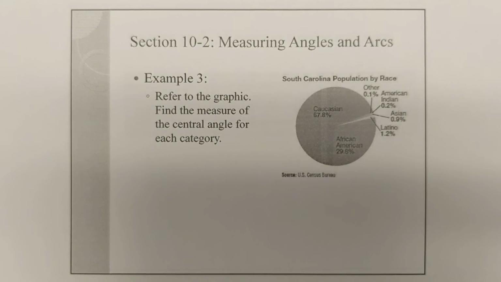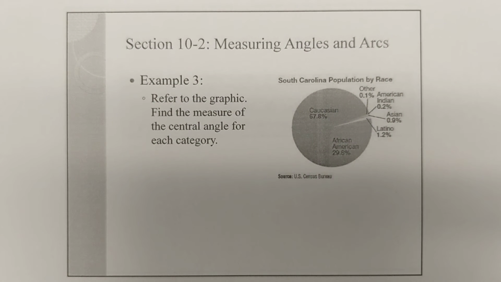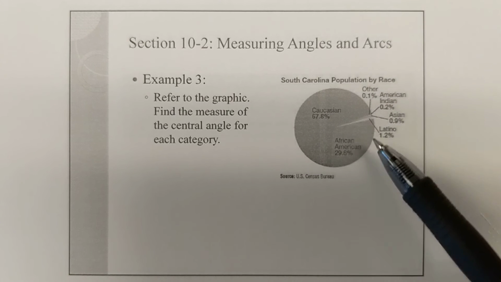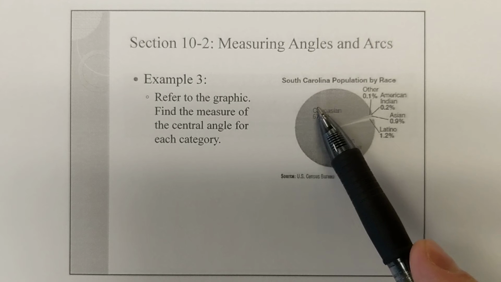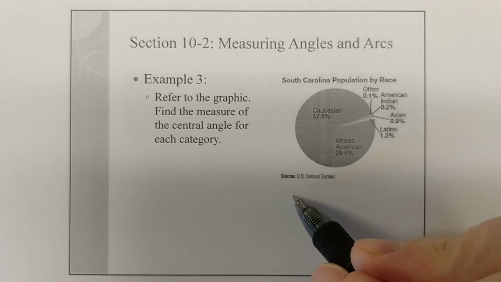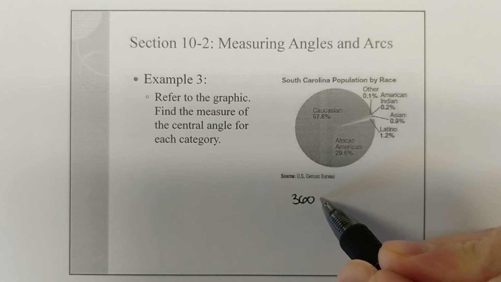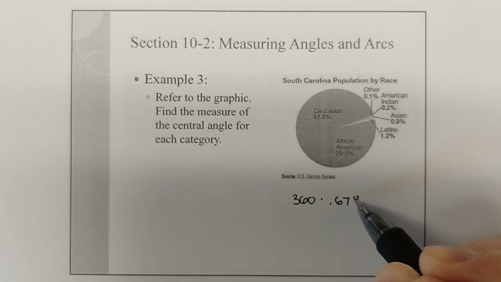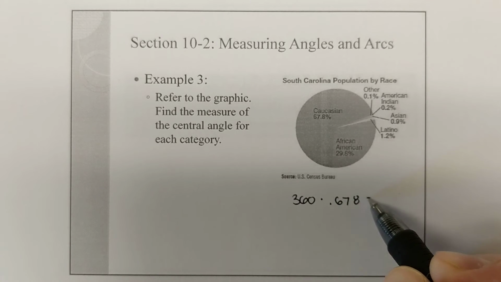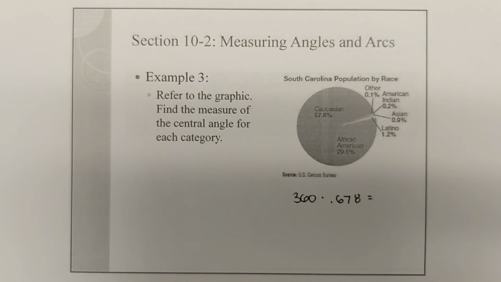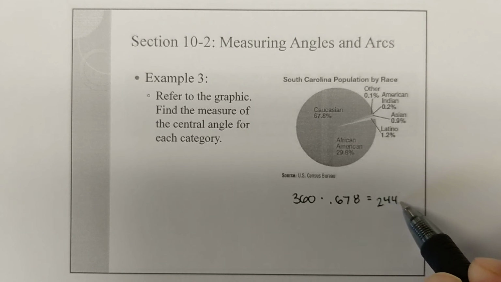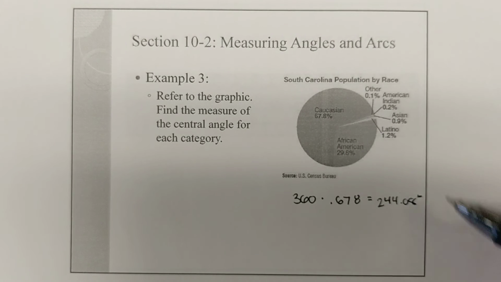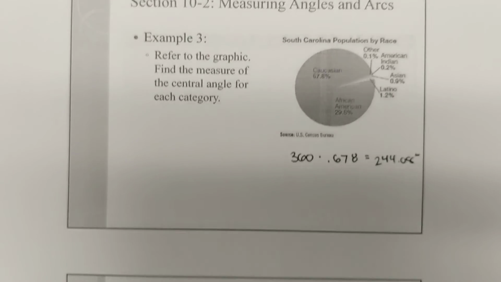So example 3, I'm not going to do any calculations on this one, just want to talk about it. It's really hard to see the different color wedges, but we want the central angle for each category. So for example, for Caucasian here, if I want to find the measure of the central angle, the circle has 360 degrees. I'm going to multiply by the 67.8%, but you have to convert it to a decimal. And you can do that for all the wedges, and that would tell you what this one is. So this one is 244.08 degrees. You just repeat the process for all the categories.